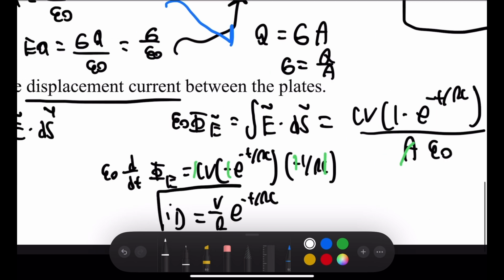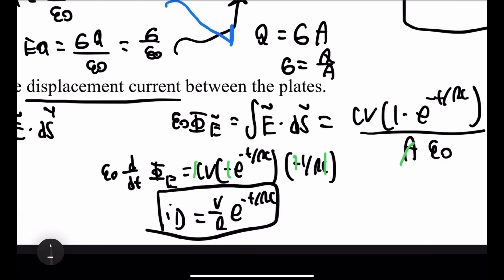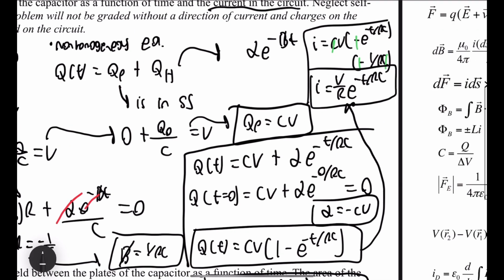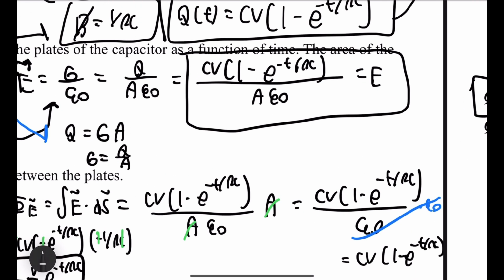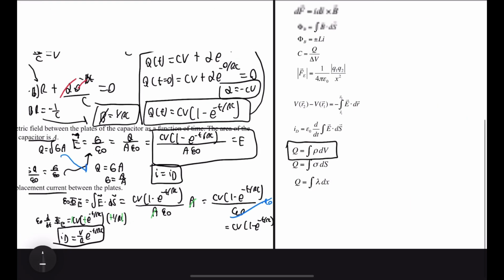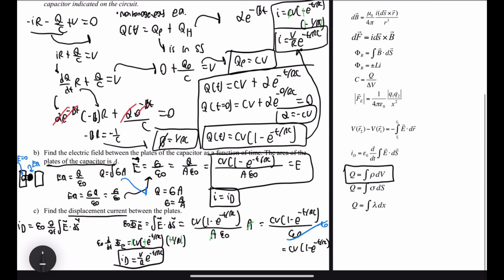This is the displacement current. And one thing you should recognize is that the displacement current is the same as the current. We should know that current should equal displacement current. So I guess that's a way you can check that you did your work right as well. If you see that your displacement current is the same as the current, then you probably did it right.